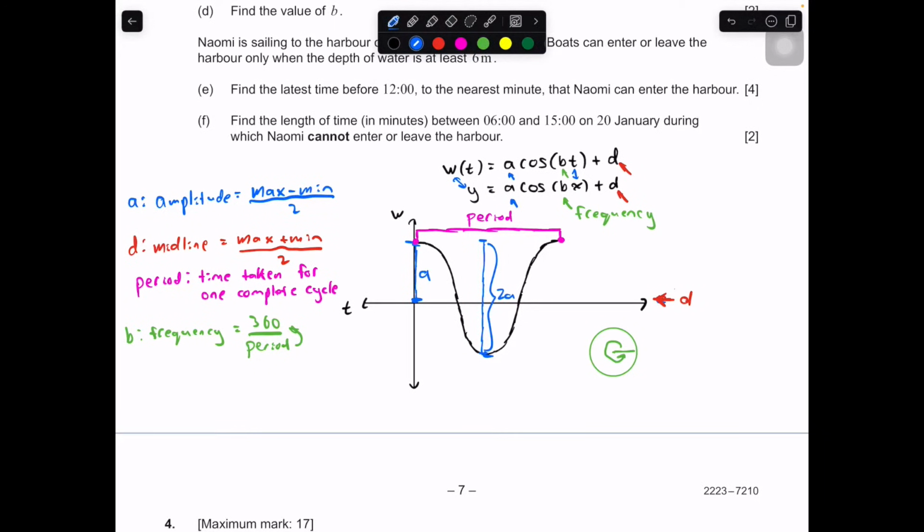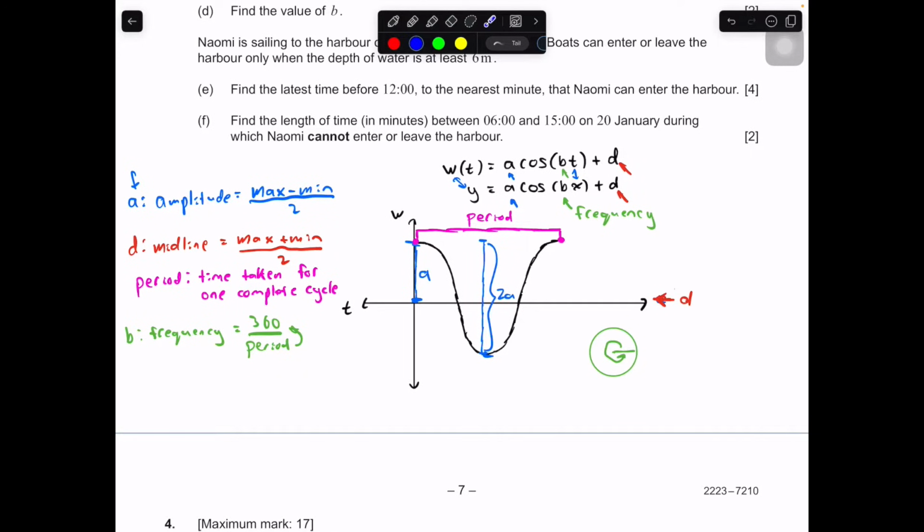So a, once again, is our amplitude, the distance from the midline to the highest point. And how can we find that? Let's find that distance: the maximum minus the minimum, and then divide by 2. So max minus min, divide by 2. If you know the midline itself, sometimes you can find the midline first. That one might be the easiest one to find.